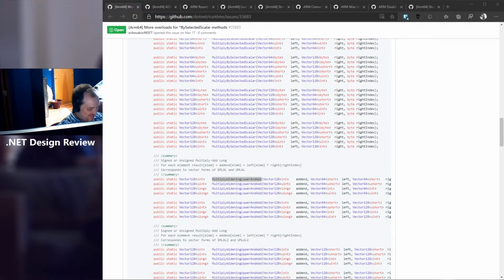Right, so then I guess the same is true for multiply widening upper and add then. For all of the subsequent ones here, it's multiply by selected scalar, and then the rest of the name. Yes.